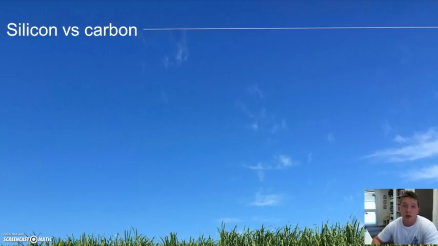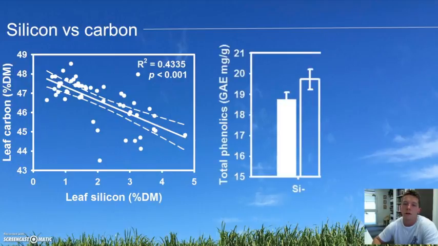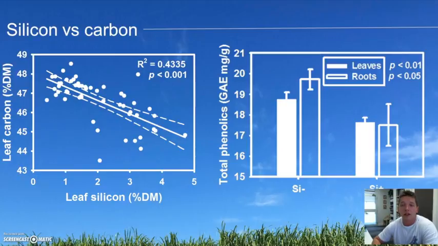Well, I then analysed my own data to see if I could find a similar relationship, and indeed I found a strong negative correlation between the overall carbon concentrations and silicon concentrations in the plants. And I also looked at carbon-based defense to see if there was a response there. So I looked at the phenolics, and I actually did find in both the leaves and the roots a significant decrease under the silicon treatment of total phenolics.